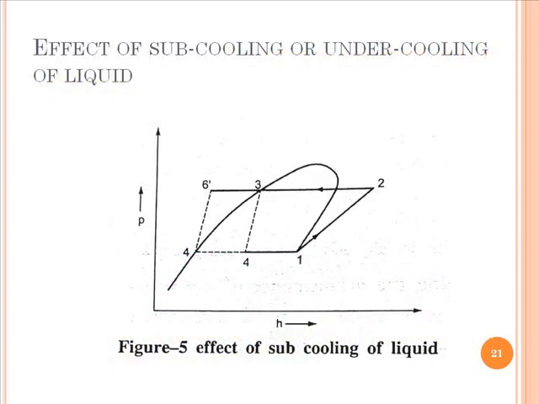Now we have to discuss the effect of subcooling or undercooling on the VCR cycle. Our initial cycle was 1, 2, 3, 4, 1. Now our new cycle with subcooling or undercooling is 1, 2, 3, 3 dash, 4 dash, 4, 1. Now what is the effect of subcooling? You can see 3 to 3 dash and 3 dash to 4 dash, 4 dash to 4, that is the subcooling. So what is the effect of subcooling on the COP of the system? That we have to find out. Can you guess what its effect on COP is?